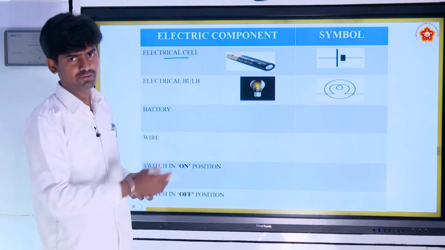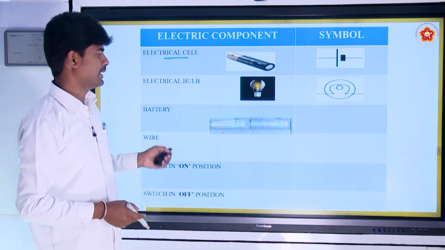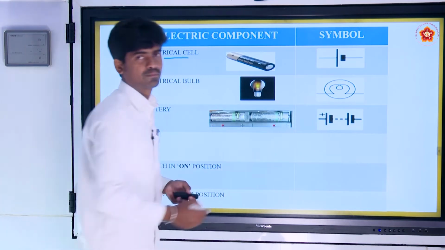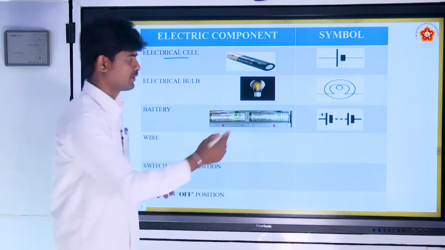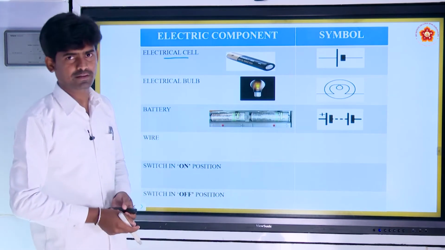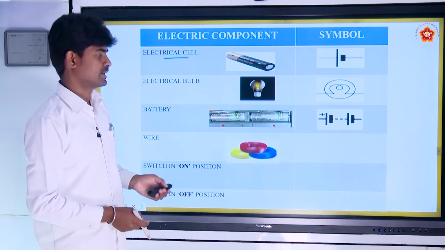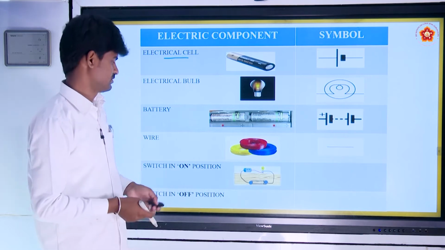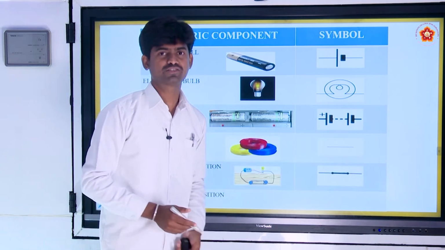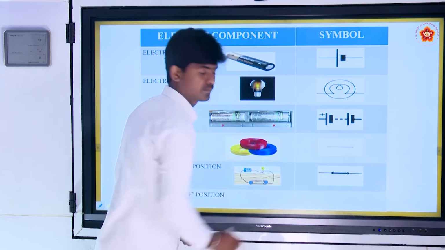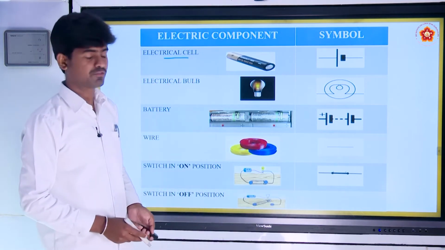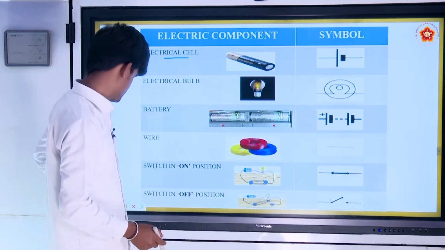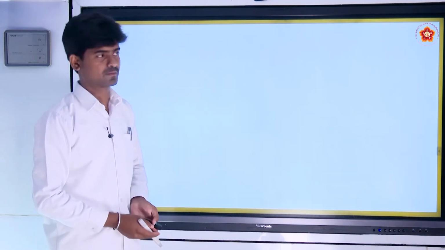Okay, we will discuss one by one. Battery. The symbol of a battery is one cell with positive and negative, and another cell with positive and negative. That is the symbol of the battery. Wire, it is represented by a single line. Switch on, here is the switch on position, this is the symbol of the switch on. Switch off, now the switch is off.